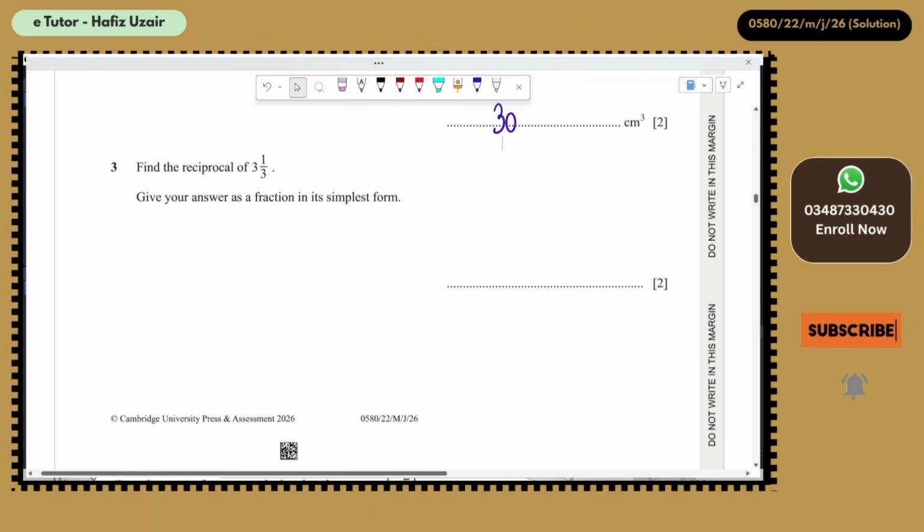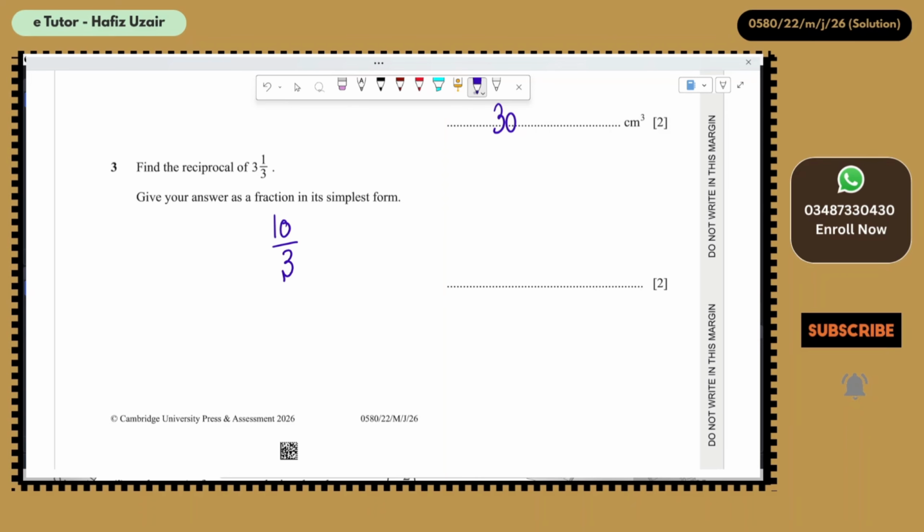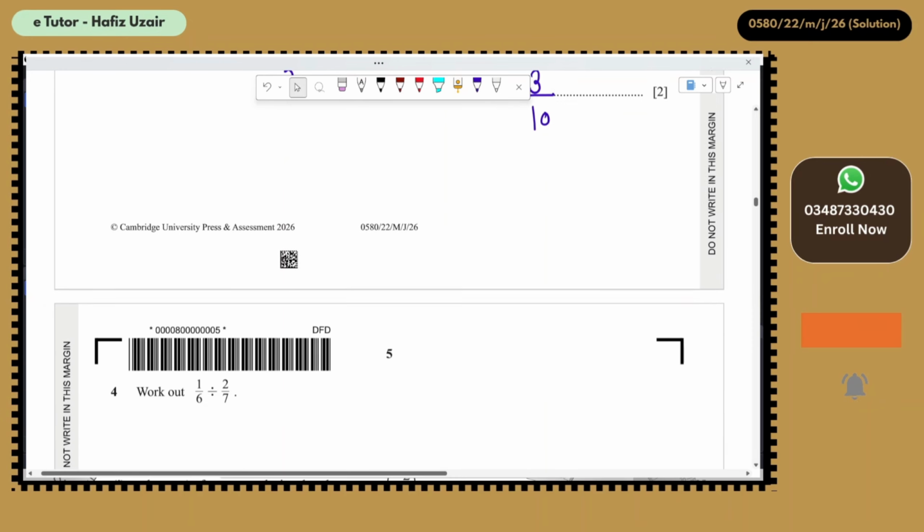Let's start with question number 3. Find the reciprocal of 3 whole 1 over 3. Let's convert it into an improper fraction. So that will be 3 times 3 is 9 plus 1 will be 10 by 3. And if we take the reciprocal, it will be 3 by 10. All right, let's move to question number 4.